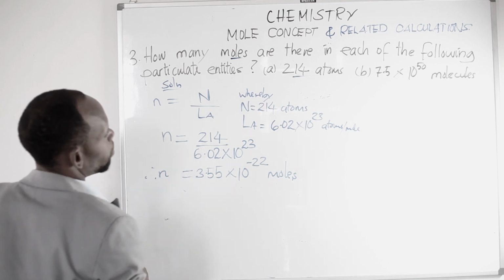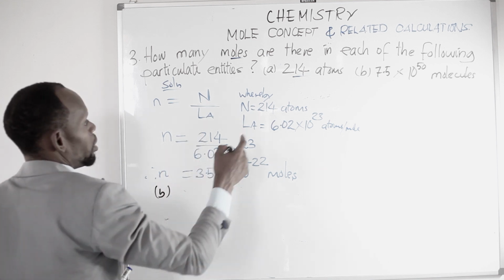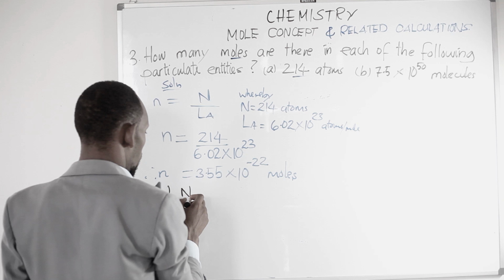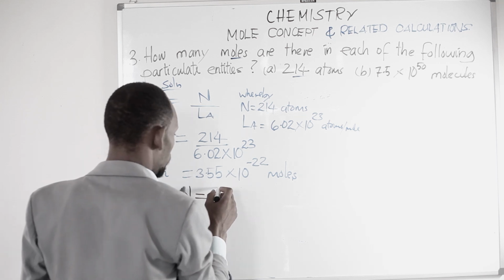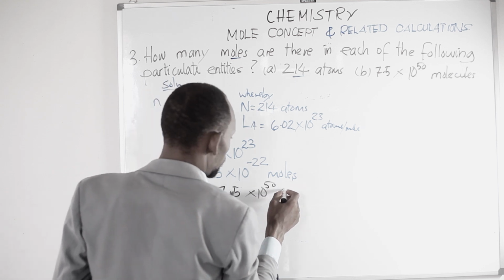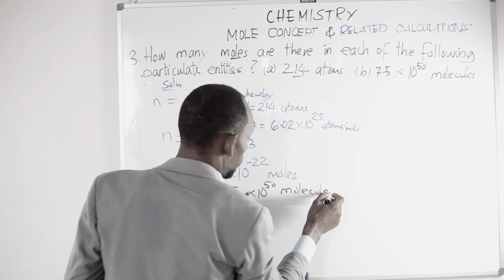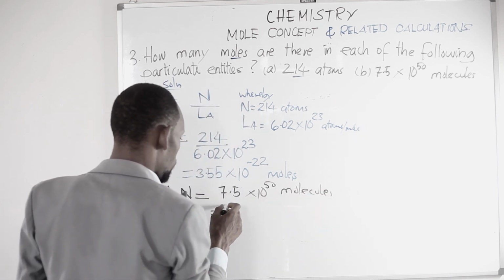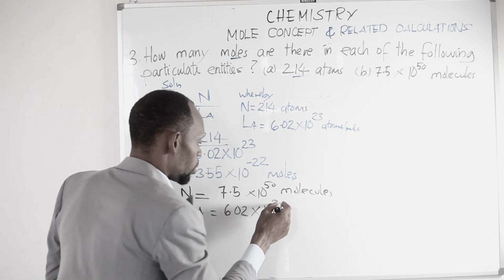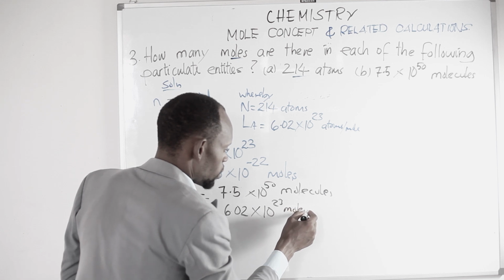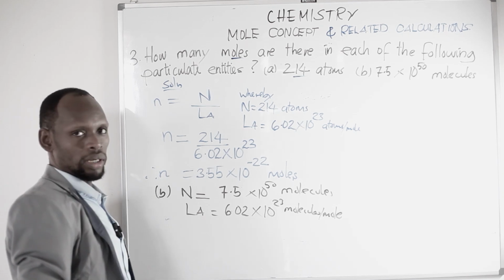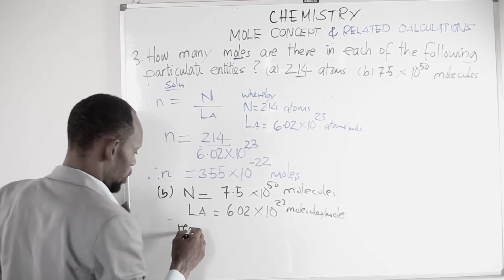For B, let's go for B. For B, you are given molecules. So you are given the number of molecules, N equals 7.5 times 10 exponent 50 molecules. And Avogadro's constant is known. That is 6.02 times 10 exponent 23 molecules per mole. That is Avogadro's constant. And we are required to find the number of moles.